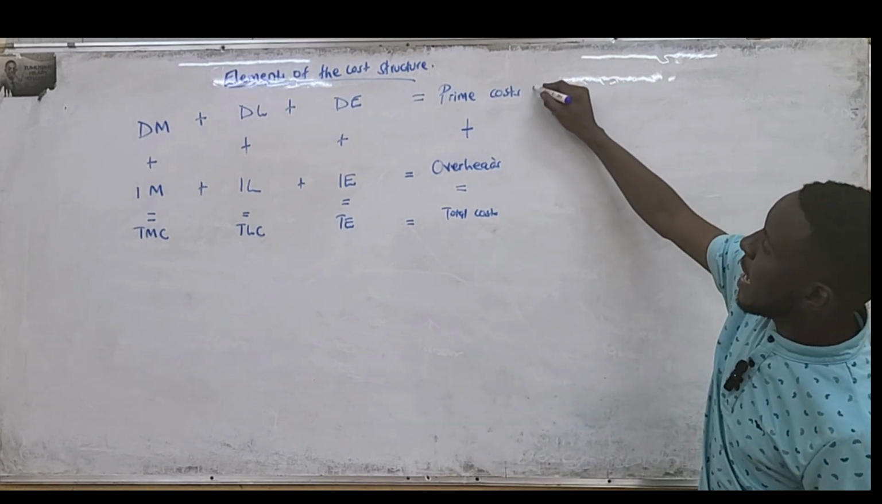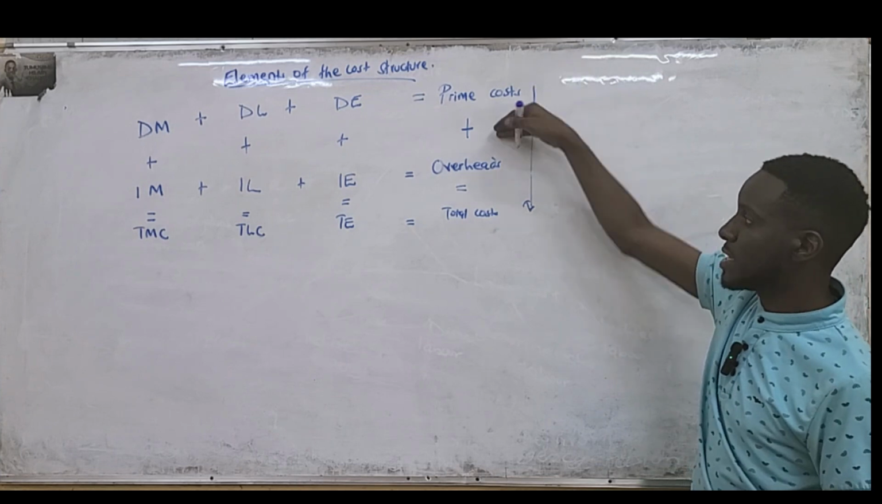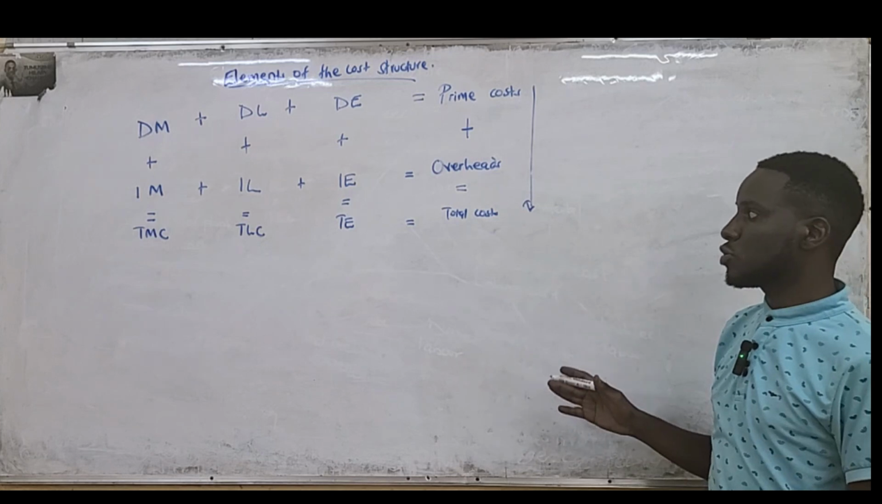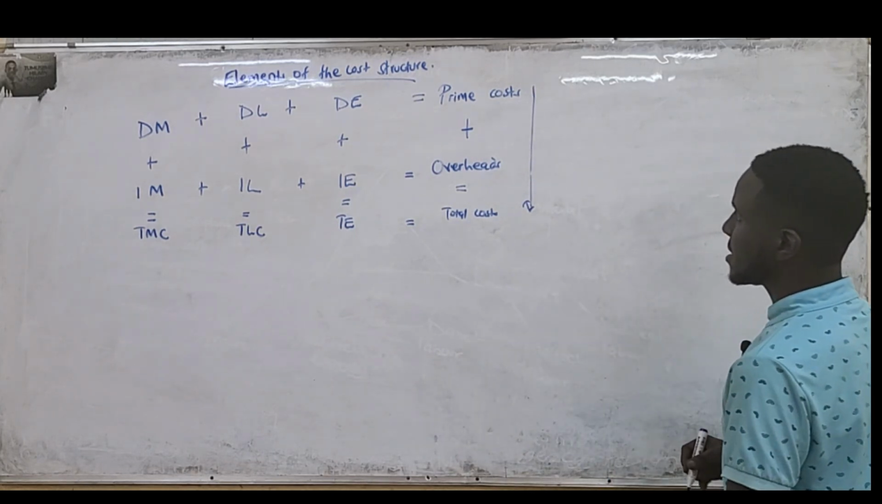But now, this is the ideal accounting way. You're supposed to go this way: prime cost plus overheads giving us total costs. So this is the format you're supposed to follow. I will show it to you further when I'm doing the cost sheet.